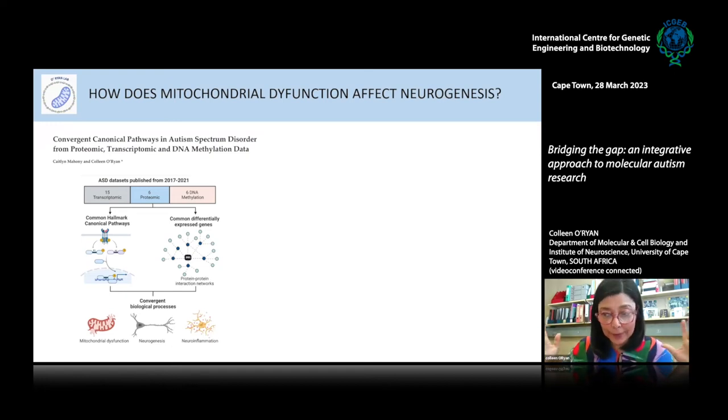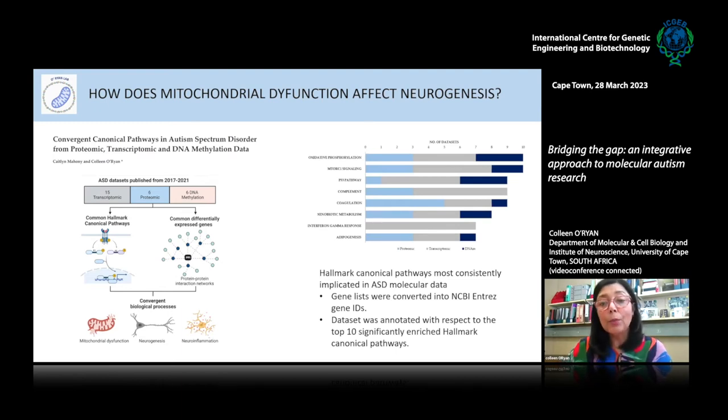We made sure they all spoke the same annotation to each other. We used whole pathway analysis. We also looked at the differentially expressed genes and protein-protein interactions, and we looked at what the common pathways were. And, spoiler alert, the common pathways across all these data sets were three main functions: mitochondrial dysfunction, confirming data we found in our South African cohort; neurogenesis, which we think is the link with mitochondrial function; and then neuroinflammation. I'll talk you through some of that.